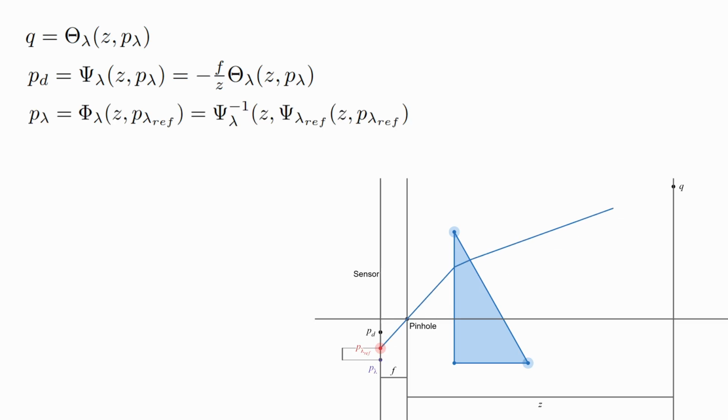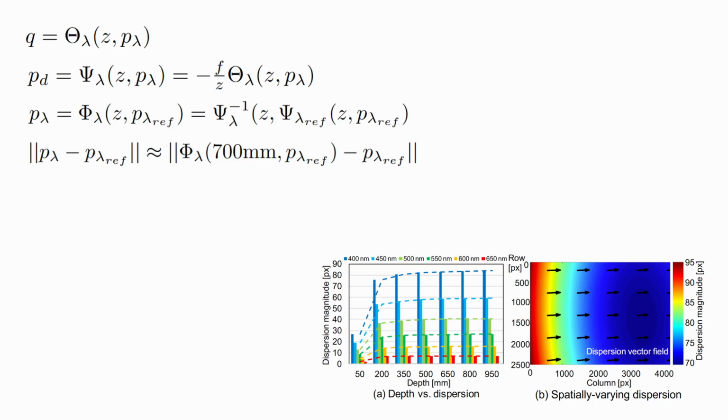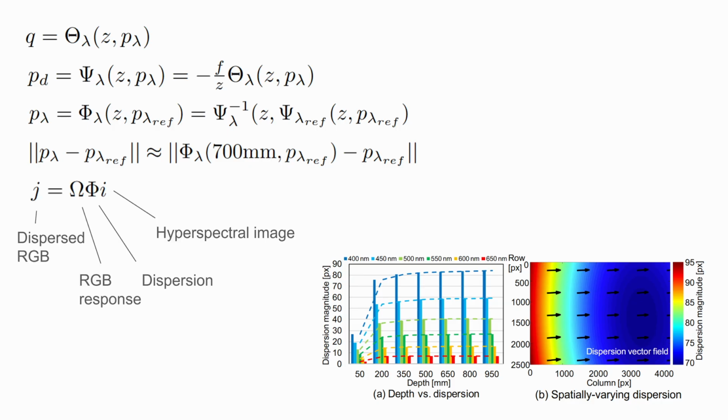From this, we can relate p lambda and p lambda ref by defining phi lambda, which maps from p lambda ref to p lambda using psi lambda ref and psi lambda inverse. We can then define the dispersion as p lambda minus p lambda ref. Applying the dispersion magnitude over depth shows that the dispersion's dependence on depth quickly vanishes as the depth increases. This allows us to set z as fixed and define dispersion in terms of only wavelength and pixel location. Our image formation model can now be defined as J equals omega phi I, where J is the dispersed RGB image, I is the hyperspectral image, and phi and omega describe the dispersion and hyperspectral to RGB operators.